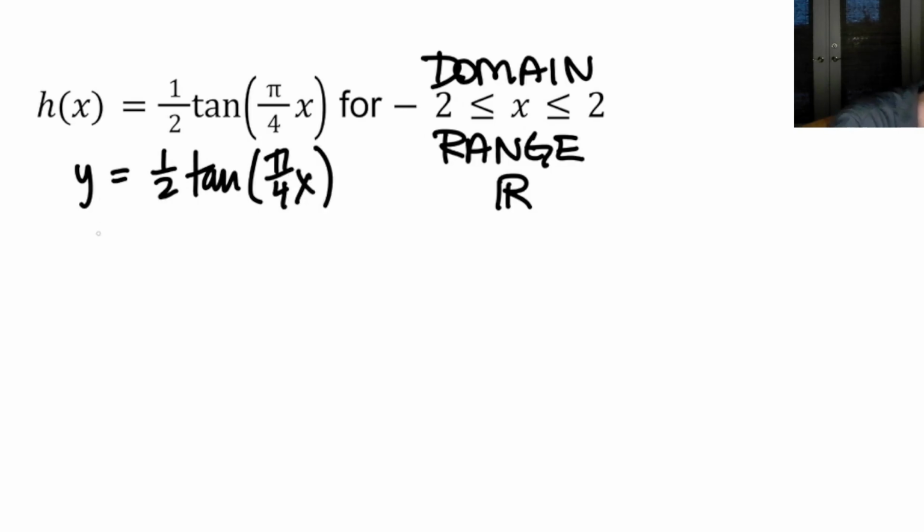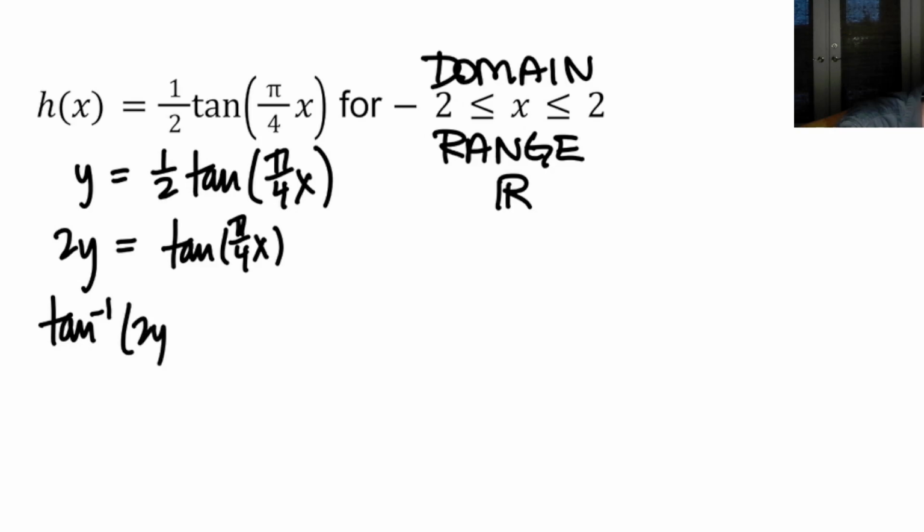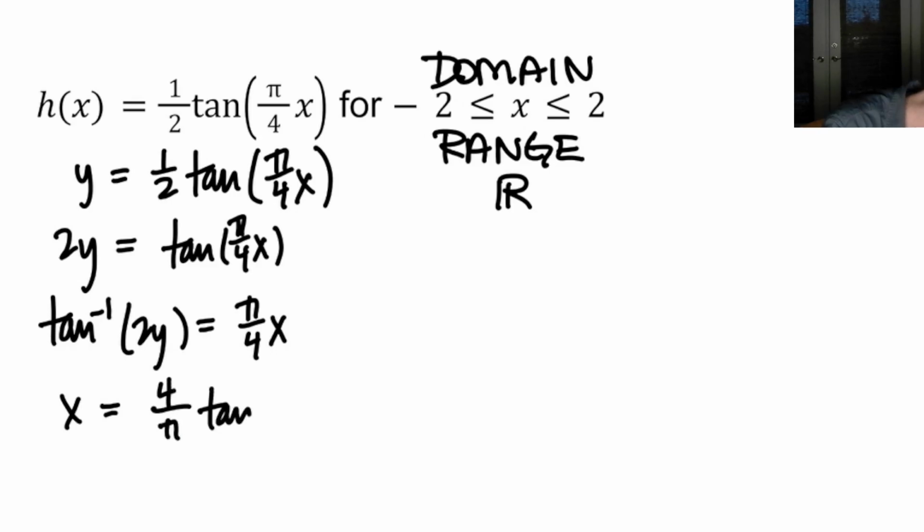Okay, so multiply both sides by 2. Take arctangent of both sides. And then I suppose I will be multiplying by 4 and dividing by pi. It's a little strange, but it's all right. We can work with that. 4 over pi arctangent of 2y.